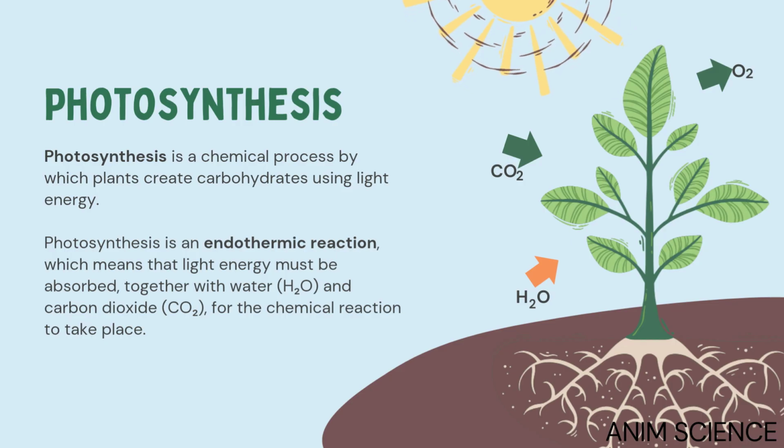And one more important thing: during this process, plants also release oxygen into the atmosphere, which is essential for all living beings. That means the oxygen we breathe every day is actually produced by plants through photosynthesis. So you can say that photosynthesis is not just important for plants, but for all life on Earth. Now that we understand what photosynthesis is, let's move on to the next part: the chemical equation behind this process.